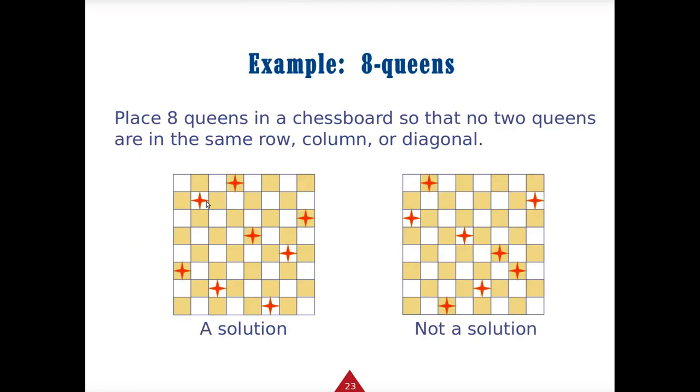So another example of a search problem is the 8 queens problem. We'll actually have an assignment on this. Basically, you want to create a chessboard where you can have 8 queens on the board and none of them will be able to capture each other. So basically, no queens can be in the same row, column, or diagonal. So this is a valid solution. But this one is not a solution because, while everything else is on a separate row and column, these two queens are diagonal to each other, and that will not work.